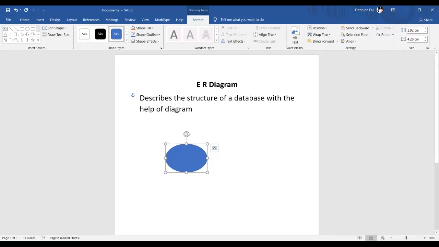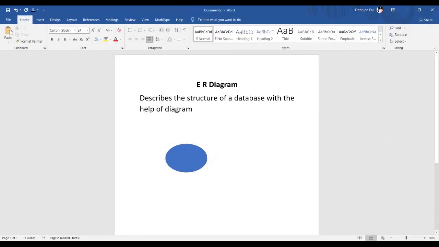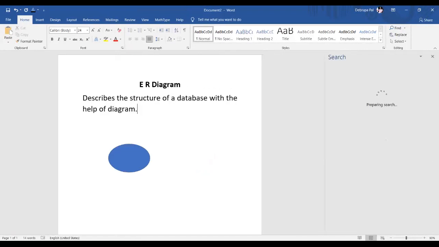What is an entity? Anyone? What is an entity? Any definitions? Let me give you the definitions.